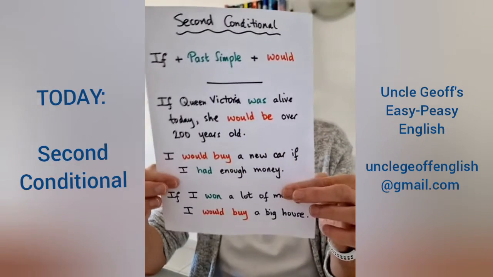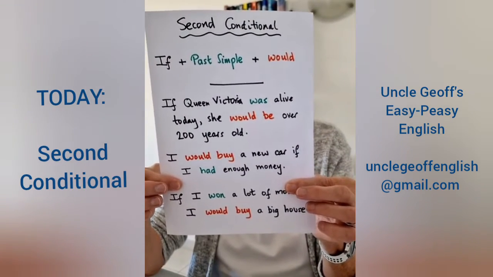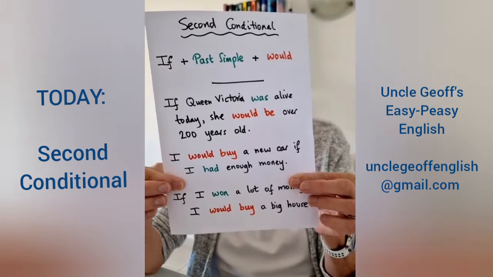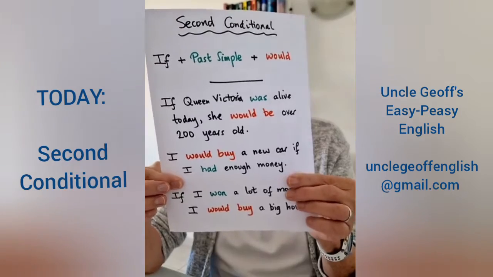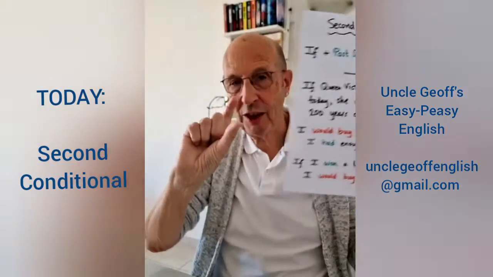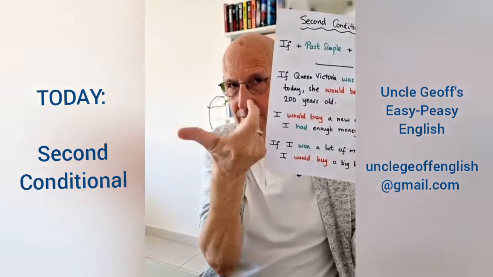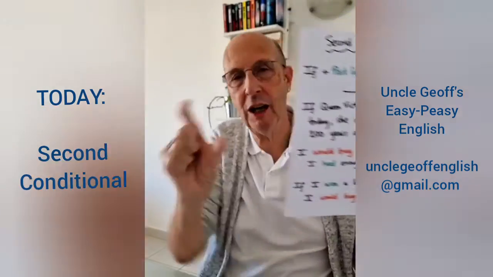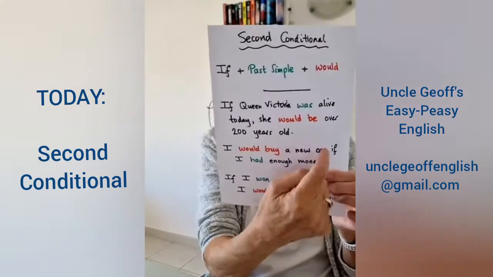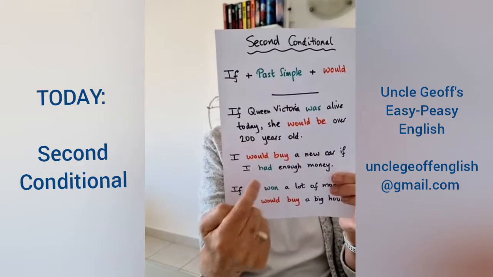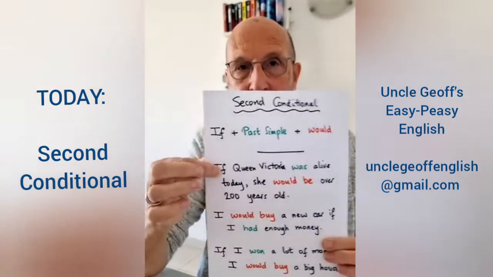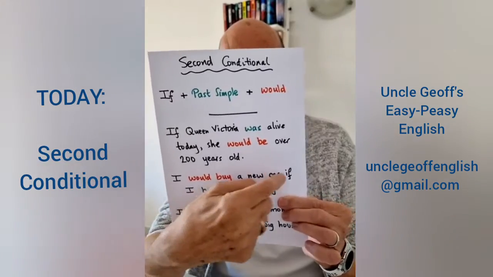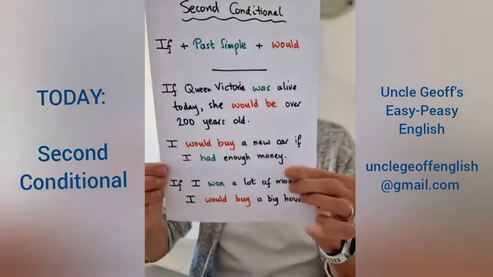Have a look at the next sentence. I would buy a new car if I had enough money. So again, this time the if clause is turned around. You could say, if I had enough money, I would buy a new car. But here we've changed it. We've moved it around. No comma anywhere here. Start the sentence with the if clause, have a comma. Have it in the middle, no comma.